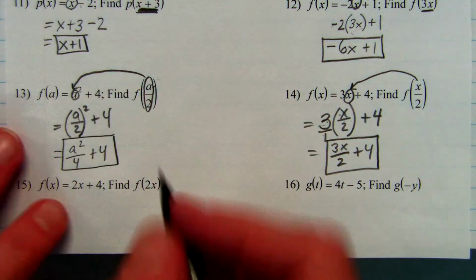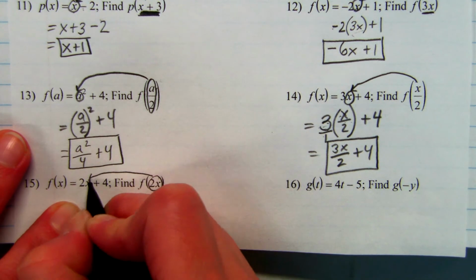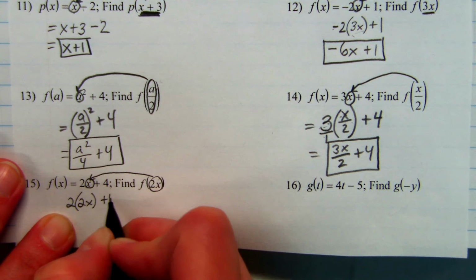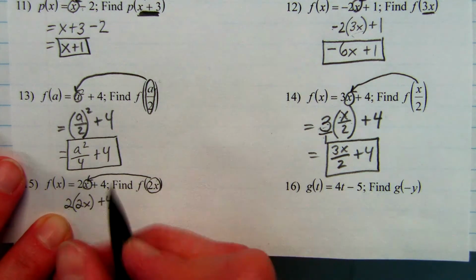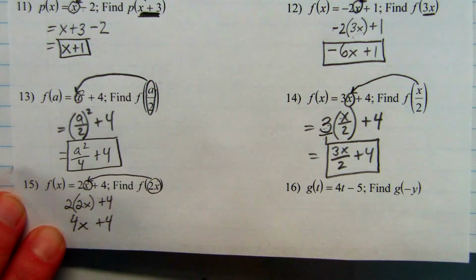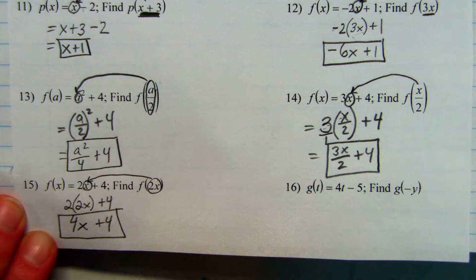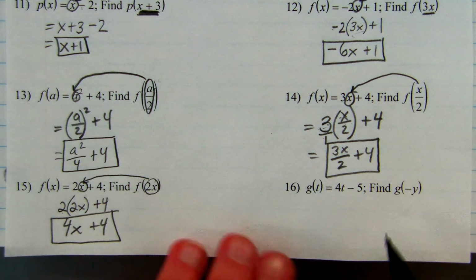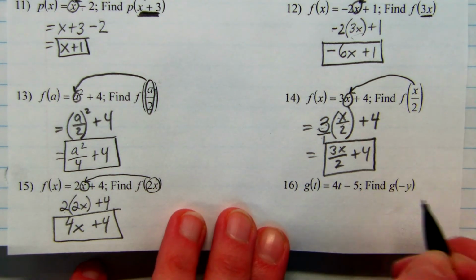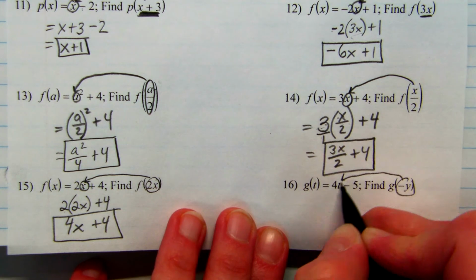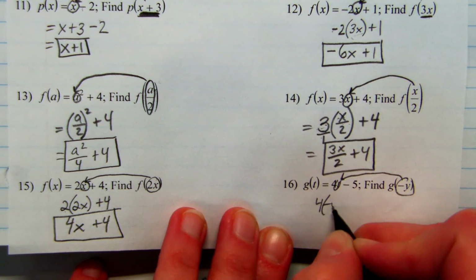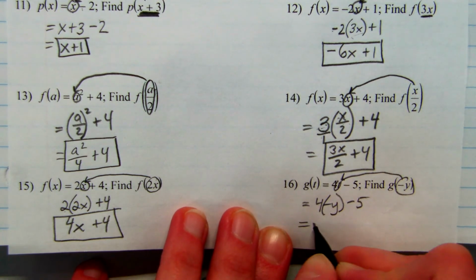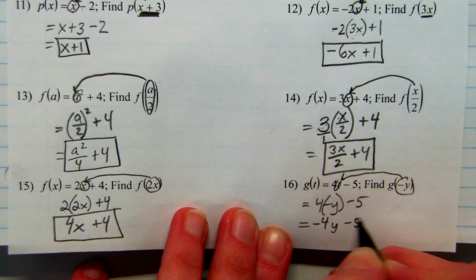All right, so on number 15, they're going to have us take 2x, put it in where the x is. So I'm going to have 2 times 2x plus 4. So 2 times 2x is 4x, and then plus 4. So simplify whatever you put in there. The last one, I'm going to take negative y and put it in where the t is. So I'm going to have 4 times negative y minus 5. What do you figure 4 times negative y is? 4y. How about negative 4y? There we go. And then just minus 5.